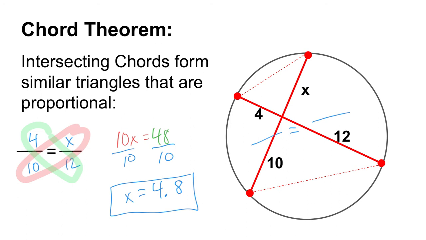So if you have two chords that intersect inside a circle, all you need to do is set up a proportion and cross multiply.